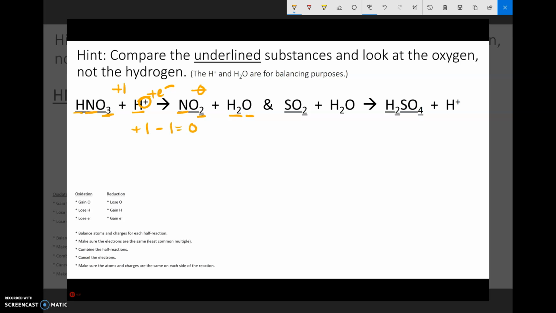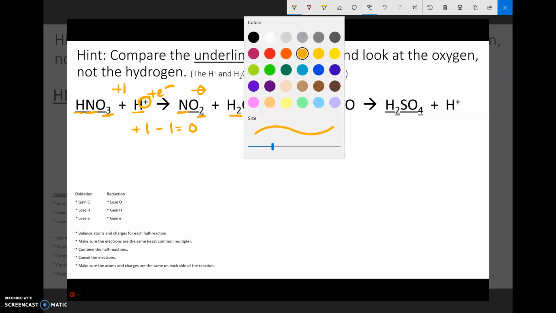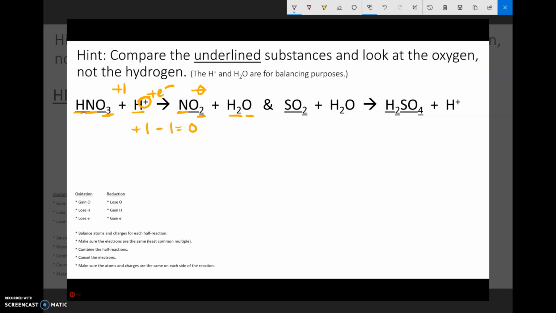Okay. Then let's do the other half reaction. This is the one that's oxidized. So sulfur, we have 1 and 1. That works out nicely. Then we've got 2 hydrogens. On this side, we have 2 plus 1 is 3. So that's not going to work. So let's go ahead and add a 2 to this side.